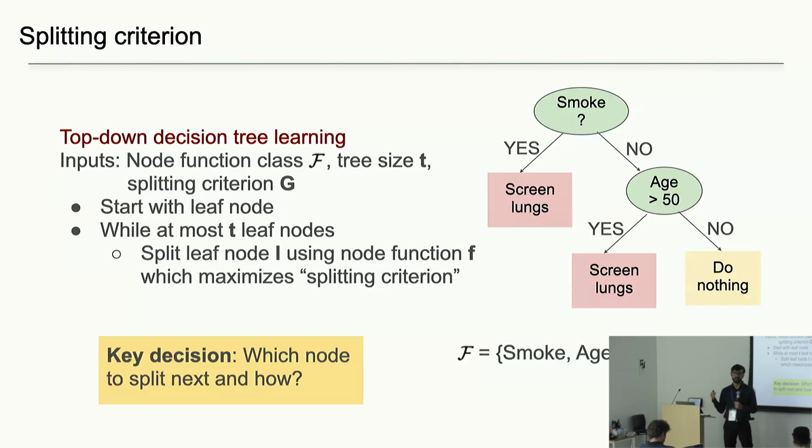You start with a leaf node, but which node to split next and which rule to trigger at that node? That's the key decision you need to make when you're building a decision tree, right? And that's where the splitting criterion comes in. That's just what heuristic you use to decide which rule to use and which node to split next.